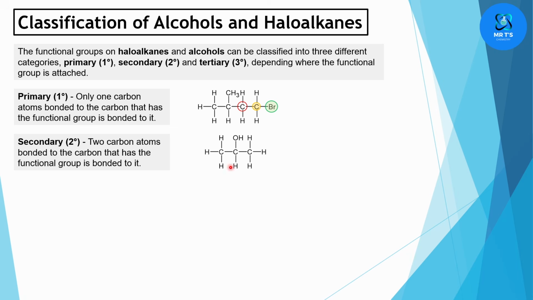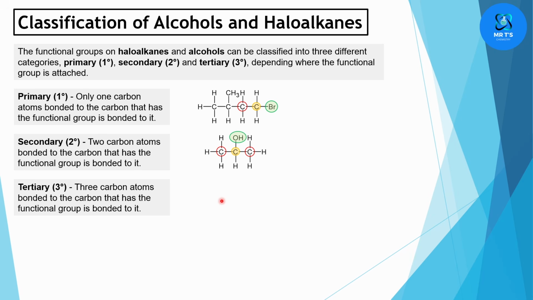Well, in this next example, here is an alcohol. Now you can see that the alcohol functional group is at the top here, and it's bonded to this carbon in the middle. Now that carbon in the middle is itself bonded to two other carbons. Because the carbon that is bonded to the functional group is bonded to two other carbons, it's classified as a secondary alcohol. Now a tertiary is when the carbon that's bonded to the functional group is bonded to three other carbons.